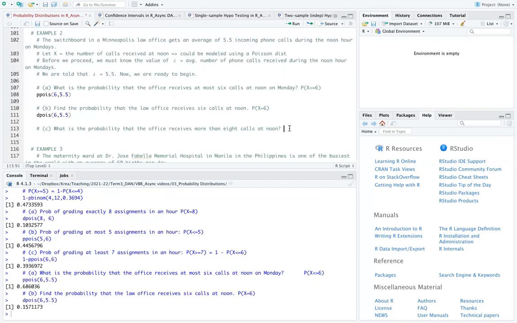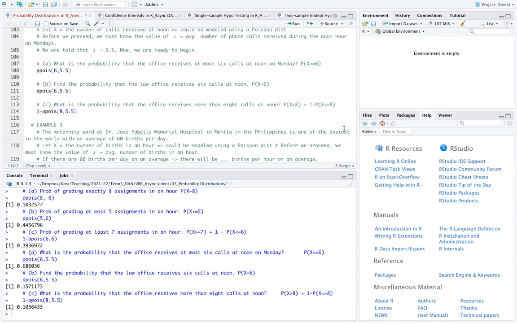And the last one, what's the probability that they receive more than 8 calls at noon? More than 8 calls will be X greater than 8. Note that we're not including 8 here. We're only looking at numbers 9 and above. So this can be written as 1 minus P of X being less than or equal to 8. We count off everything from 8 and below and subtract that from 1, so we're left with everything above 8, which is what we want. So this is 1 minus P Poisson 8, 5.5, and the answer is 0.1056.